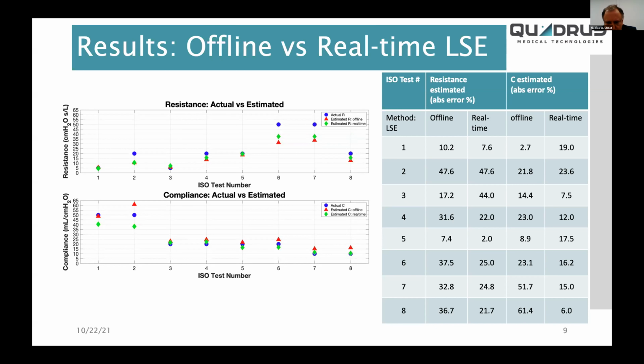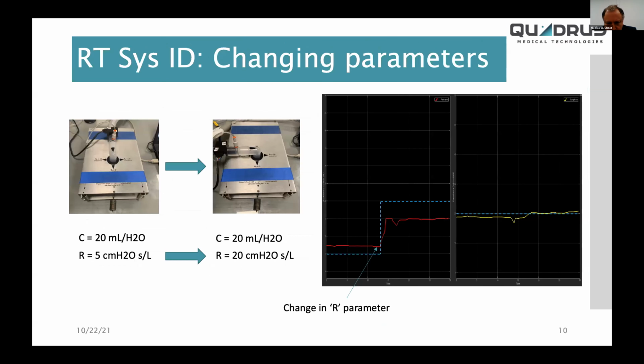One interesting fact of real-time system ID is that, as I told you before, in real-time system identification the parameters of the lung keep changing during ventilation. It's very important to keep track of whether you're improving the patient health or just making them worse. So here is an experiment where we changed the parameter of resistance from R equal to 5 to R equal to 20. And this is where you see the step given. And this is our real-time system identification estimate.